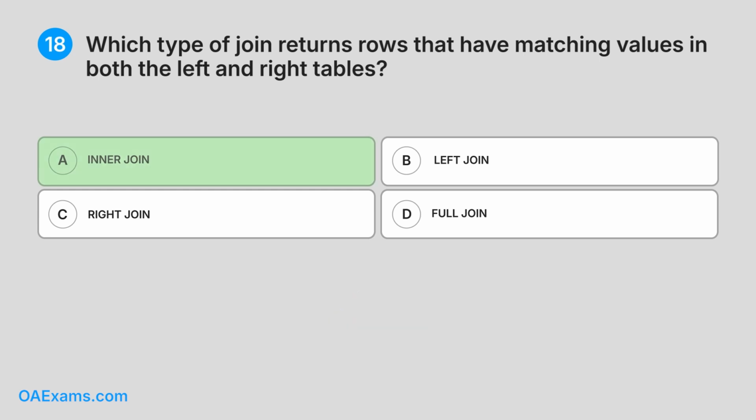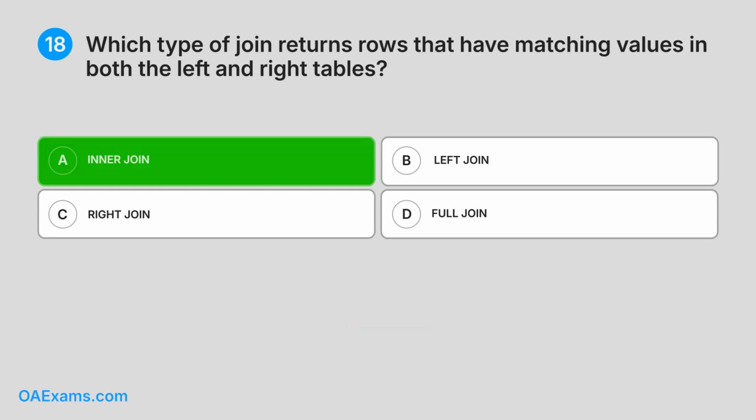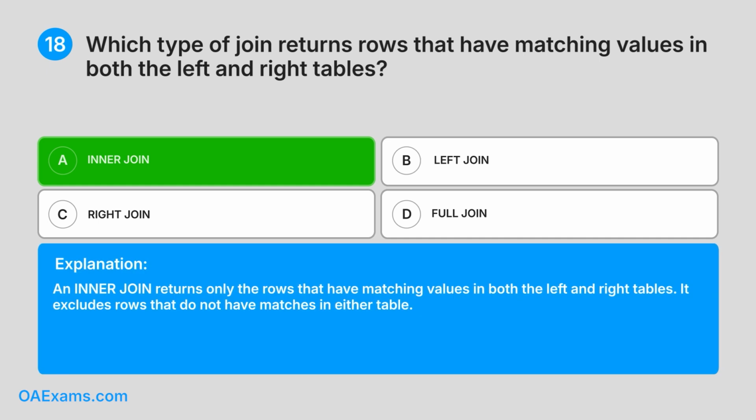Correct answer: A. Inner join. Explanation: An inner join returns only the rows that have matching values in both the left and right tables. It excludes rows that do not have matches in either table.